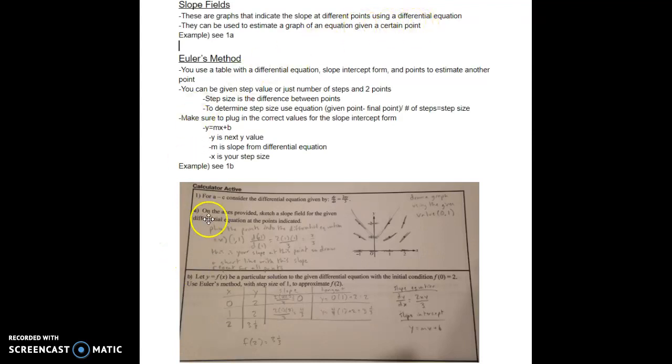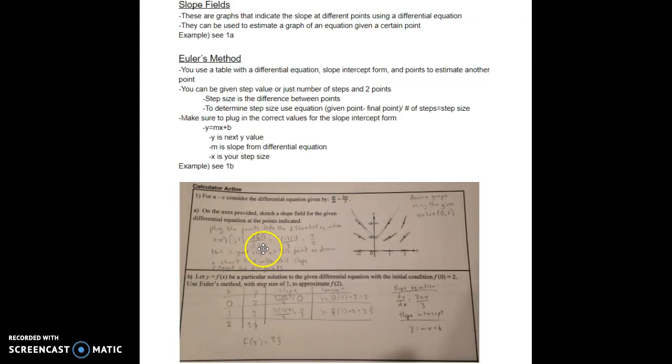So for example, we have the differential equation dy/dx equals 2xy divided by 3. And it asks us to draw a slope field on the given points indicated. So we have a small graph we have to use. What you do first is you plug the points into the differential equation. For example, I've written out (1, 1), so they plug that into the differential equation dy/dx.